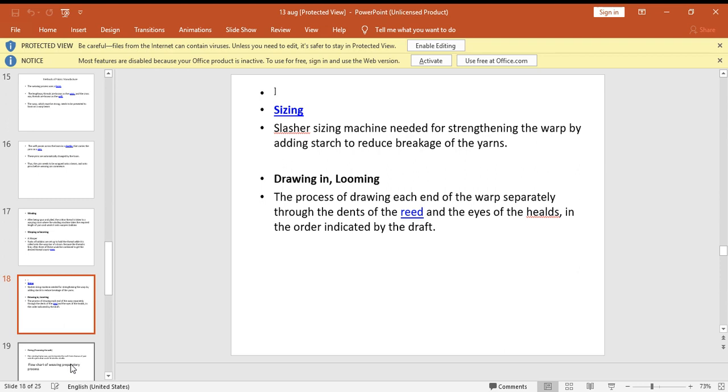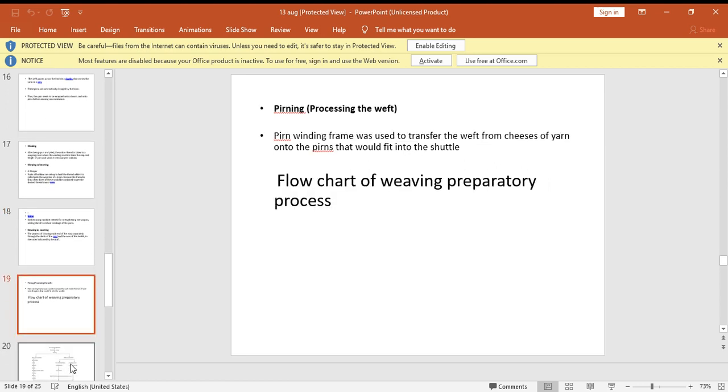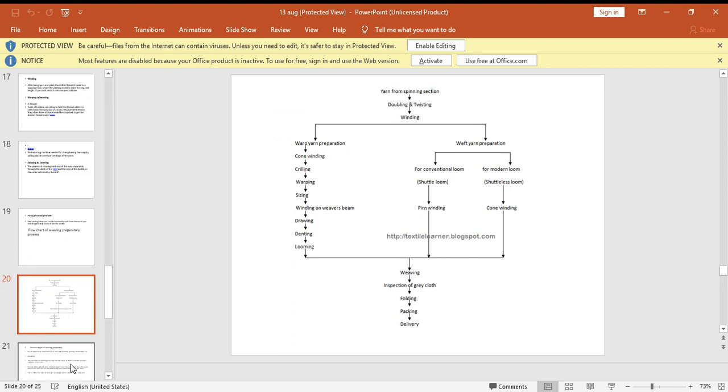The slasher sizing machine is needed for straightening the warp by adding starch to reduce breakage of the yarns. Drawing in and looming: the process of drawing each end of the warp separately through the dents of the reed and the eyes of the heddles in order to indicate it by the draft. Pirning, the crossing of the weft. A pirn winding frame was used to transfer the weft from cheeses or cones onto the pirns that would fit into the shuttle.